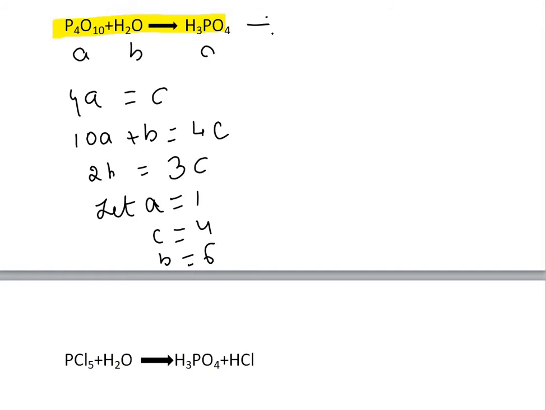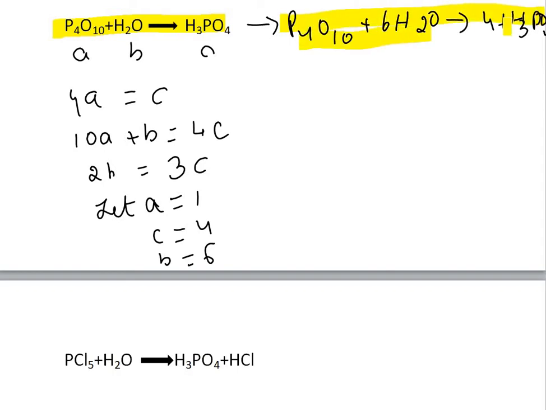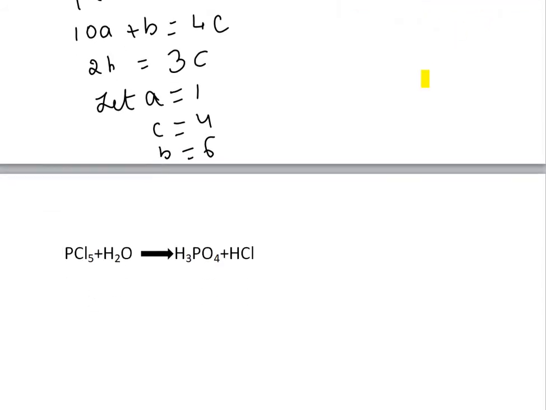Exactly, you got it. You just put it here: P4O10 plus 6H2O gives rise to 4H3PO4. If you know any other method, just crisscross this and check it. You will get the same equation. That is P4O10 plus 6H2O gives rise to 4H3PO4.